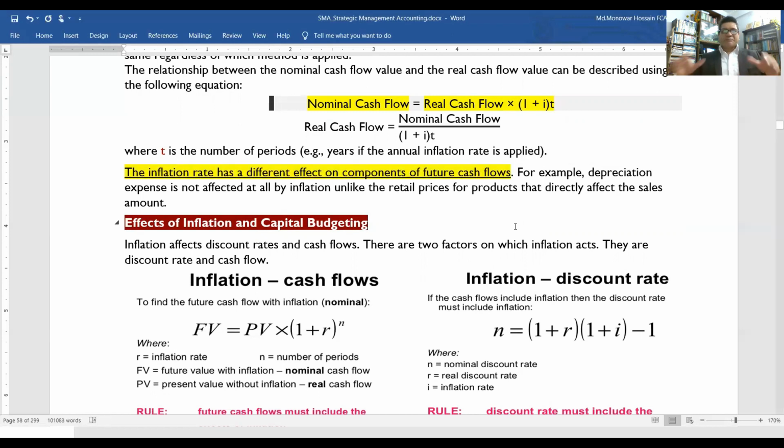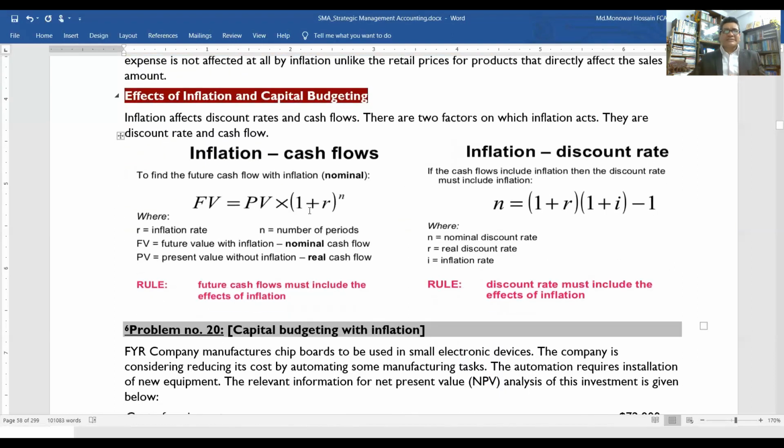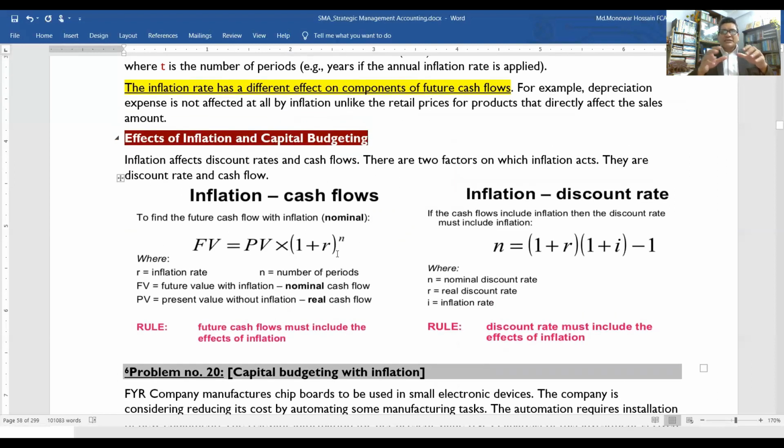For example, depreciation expense is not affected at all by inflation, unlike the retail price of products, which directly affects the sale amount. So the effect of inflation in capital budgeting is that inflation affects the discount rate and cash flow. There are two factors on which inflation acts: discount rate and cash flow. Look here, left side, inflation and cash flow. To find the future cash flow with inflation, that is nominal.